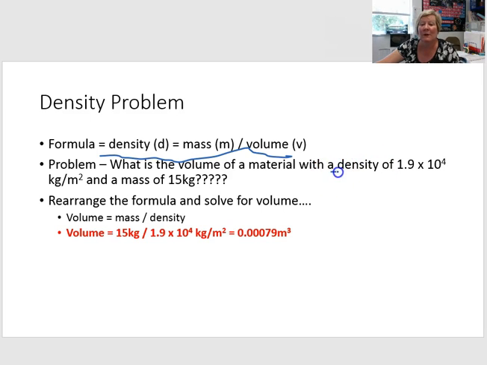So in this case, they're giving us density, they're giving us mass, and wanting to solve for volume. All right, so let's rearrange that equation to solve. So rearranging, you get volume as mass divided by density. So we put 15 kilograms in for the mass, density of 1.9 times 10 to the 4th kilogram per meter squared, and we get a volume of 0.00079 meters cubed.